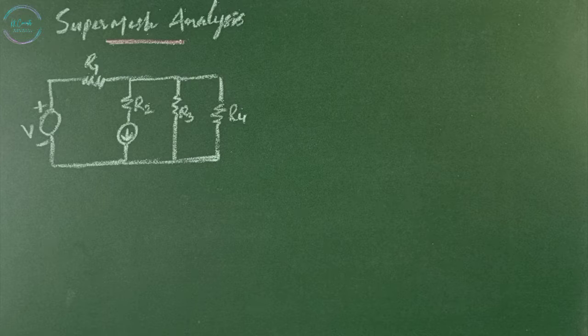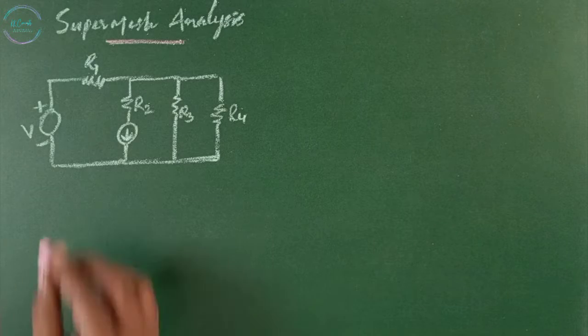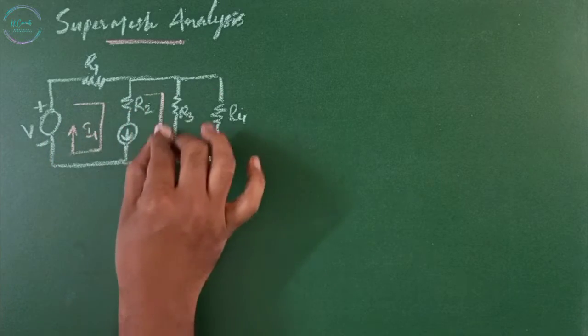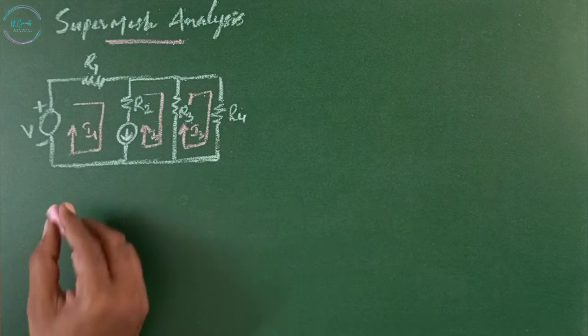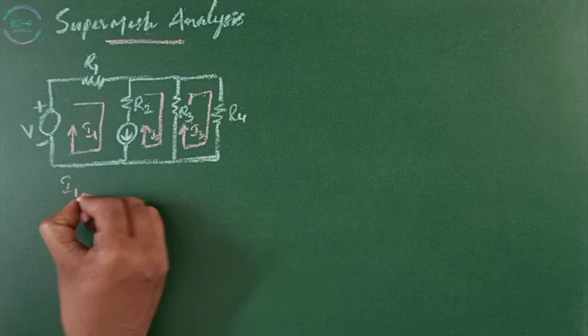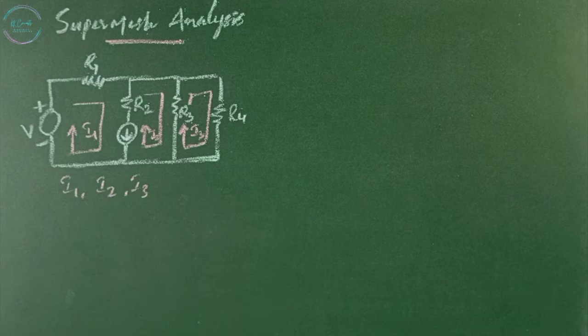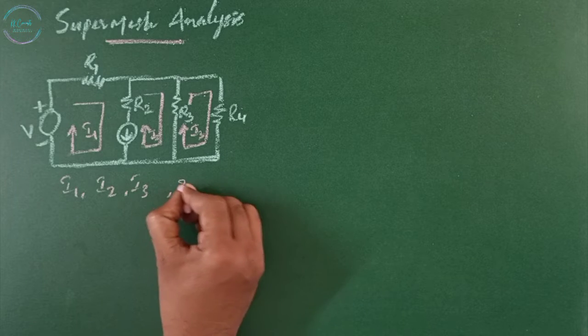One way to overcome this difficulty is by applying the supermesh technique. A supermesh is constituted by two adjacent loops that have a common current source. For example, in this circuit we have three loops, that is I1, I2 and I3. So we need to get three equations.